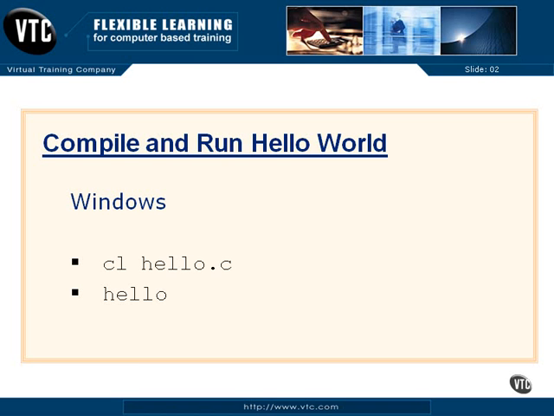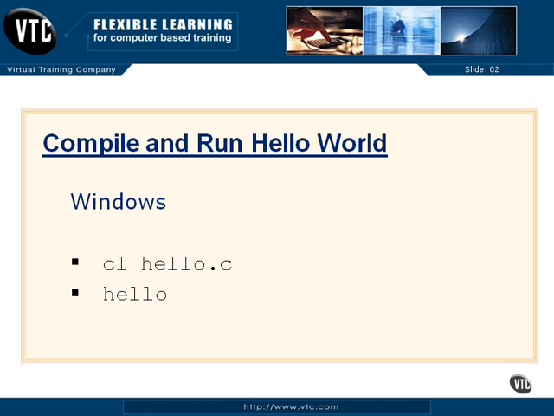Well, now that we have our program on the computer in source code, now we need to compile it into object code, let it be linked, and create an executable, and then run the executable. So let's do that on Windows first. We're going to compile and run our Hello World program that we just entered into the editor.